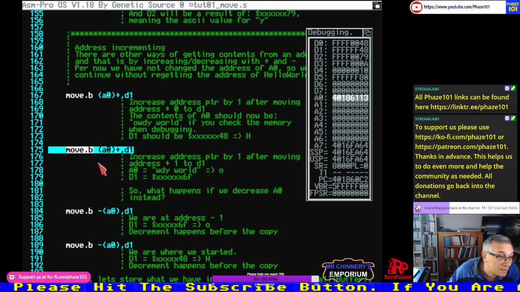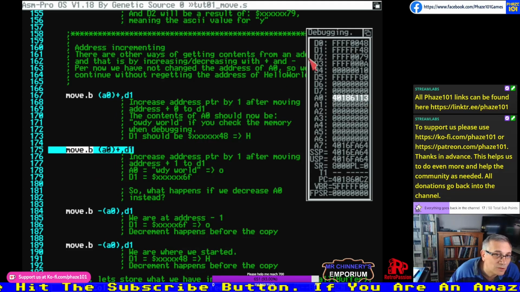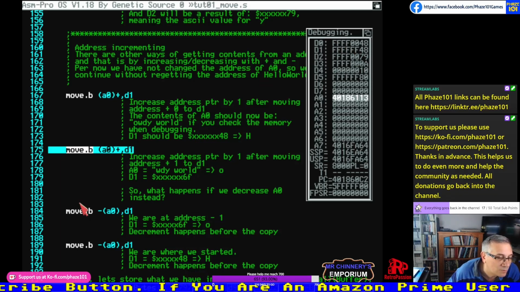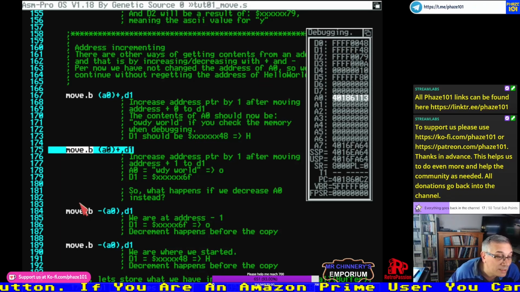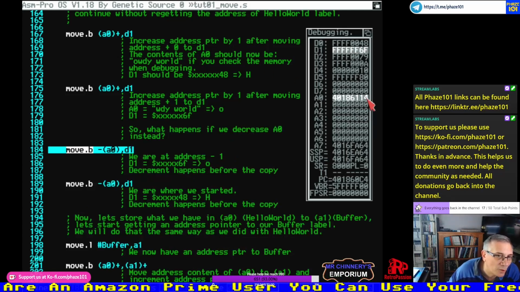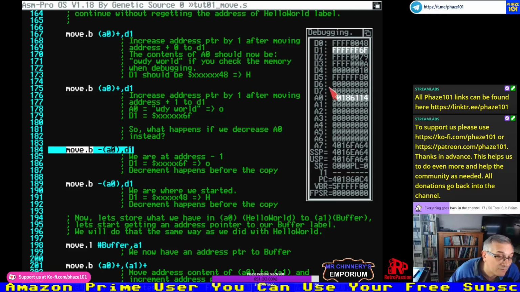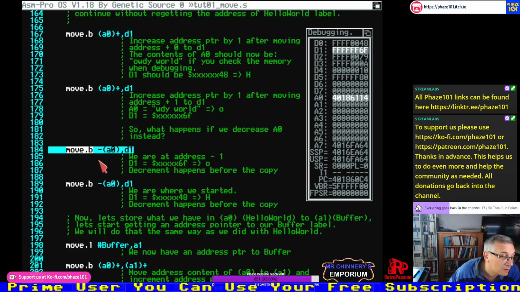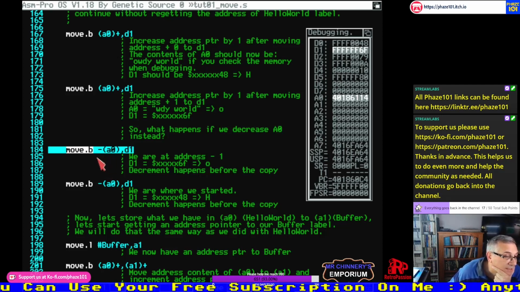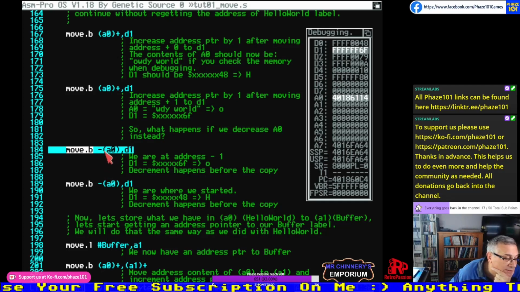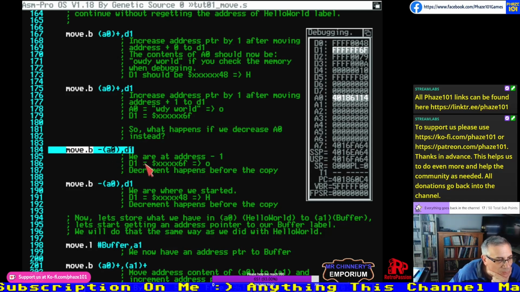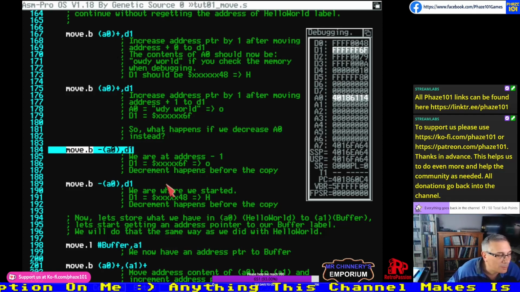Now, we take what's in A0 and we move it into D1. So the next letter, sorry, which is O. And we increment it again. So it became 114, and we got 6F. Now we have pre-decrement. So we decrement first, then we take the contents of A0 into D1. So we are going backwards now.